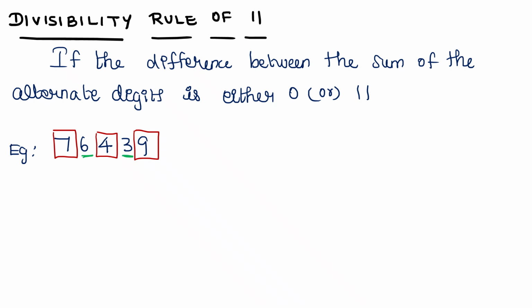Now try to add up the alternative digits, that is the sum of the alternative digits. First you add it up: 7 plus 4 plus 9. Then next, 6 and 3, add those two numbers also. That is the very first step. When I add 7 plus 4 plus 9, I'll be getting 20. When I'm adding 6 plus 3, I'll get 9.